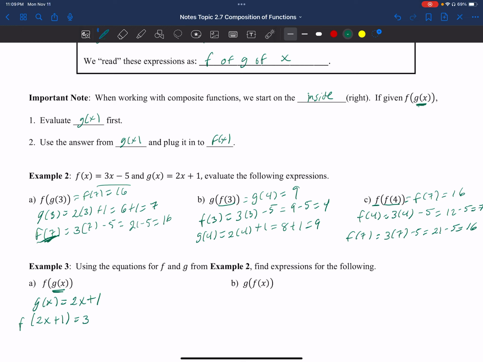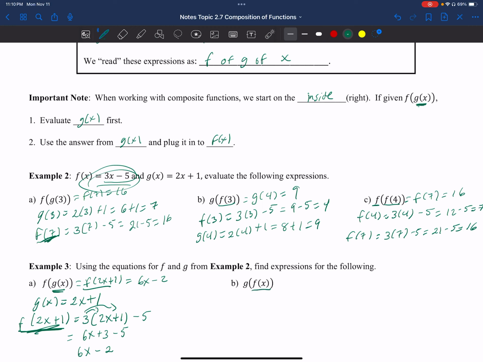And then I'm going to plug in 2x plus 1 into my f equation. So in this case, it will be 3 times 2x plus 1. And then don't forget the minus 5 on the outside from the equation. After that, I'm going to distribute this 3 to both of these terms. So that will give me 6x plus 3 minus 5. When I simplify, that will give me 6x minus 2. That's my final answer. So again, that's the same thing as f of 2x plus 1, which is the same as 6x minus 2. So for this step, you just kind of repeat that step and rewrite it.